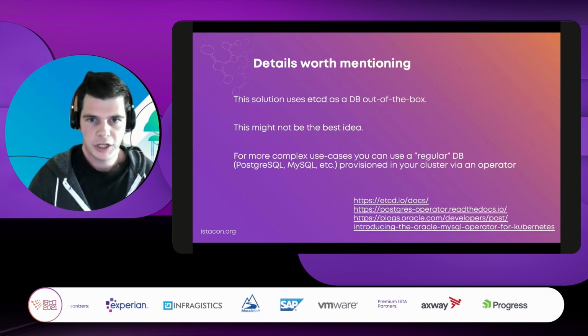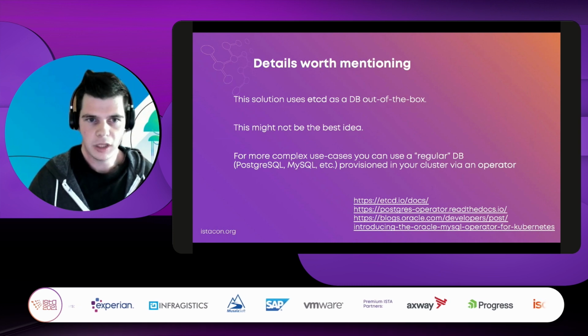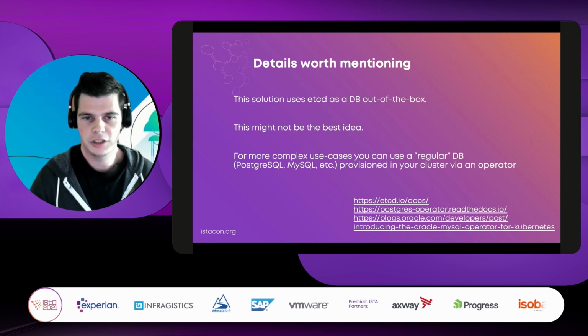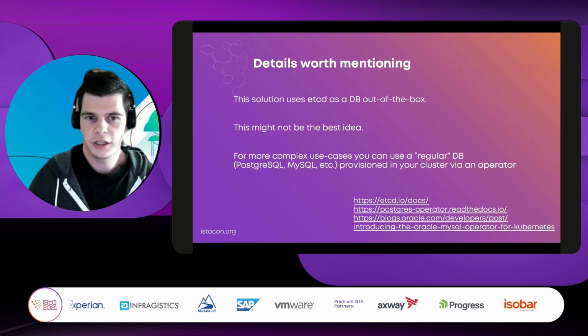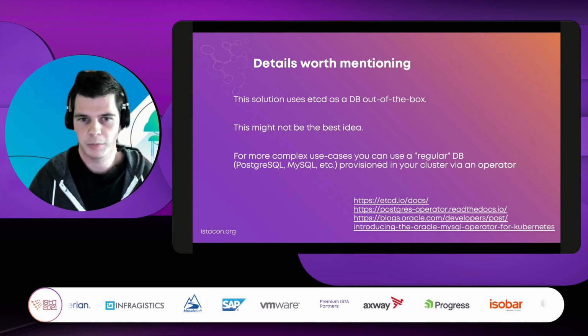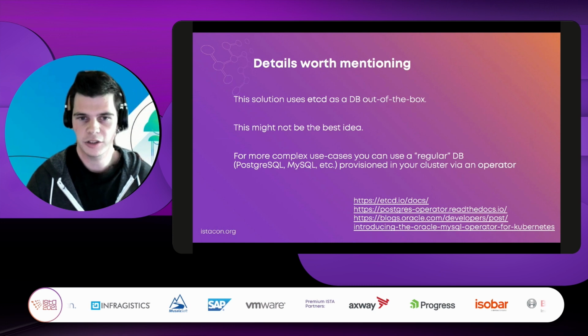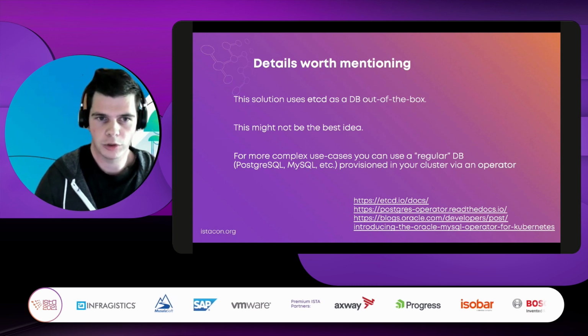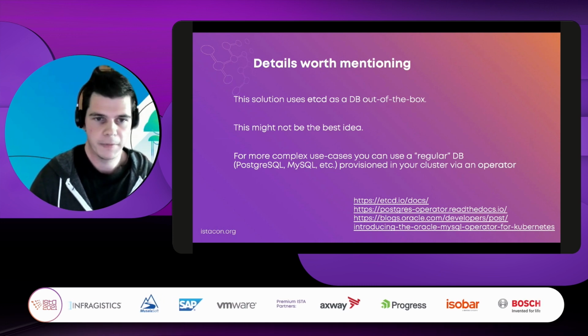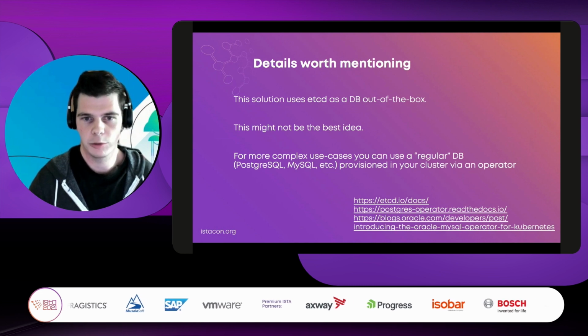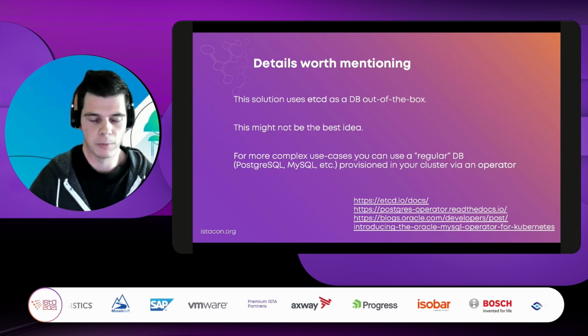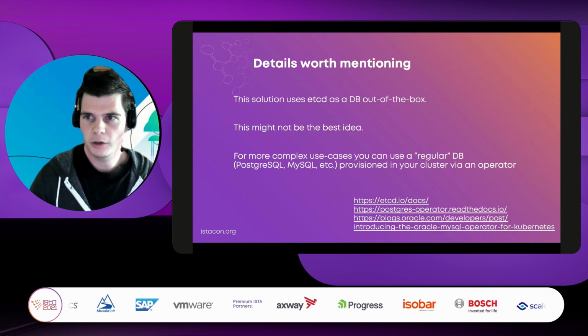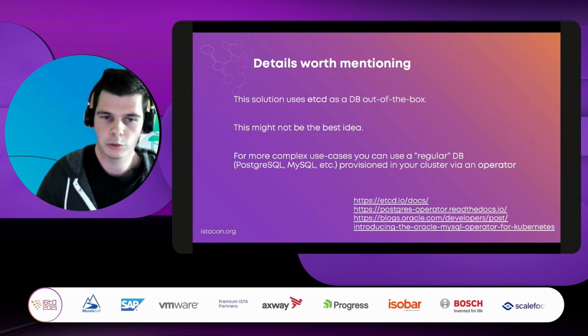Now, I would like to mention some details. First of all, this solution uses etcd as a database. etcd is a NoSQL database which comes by default with most Kubernetes installations. Kubernetes uses it to store the desired state of the cluster. And in our case, we are reusing that to store our resources as well. In our scenario, this is okay because our data is really tiny. It's like 2 or 3 fields.